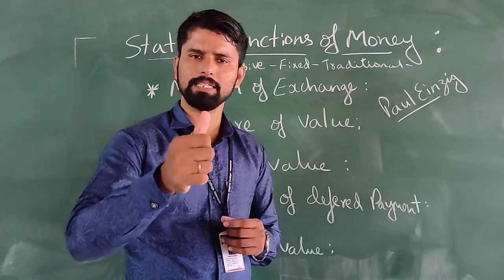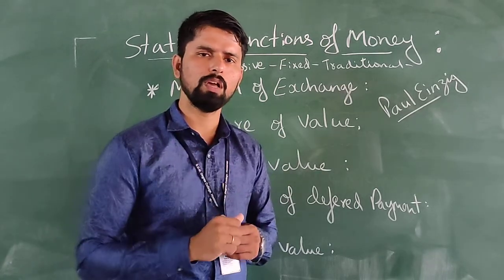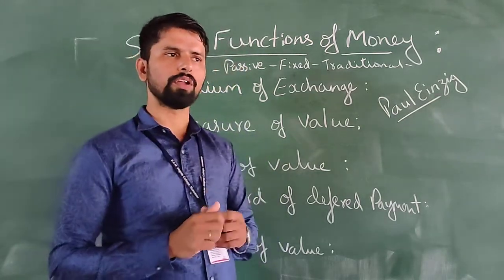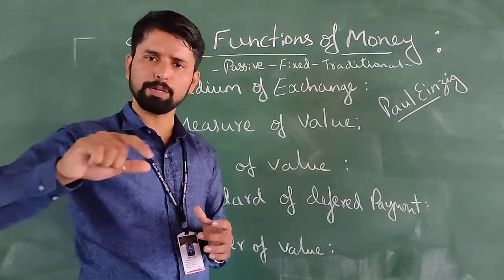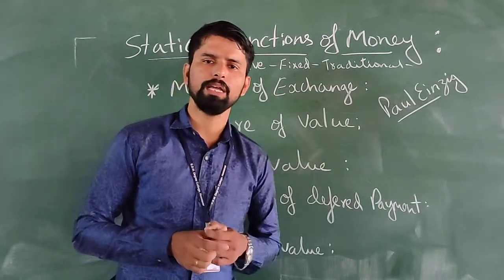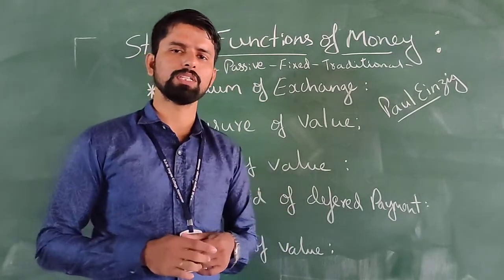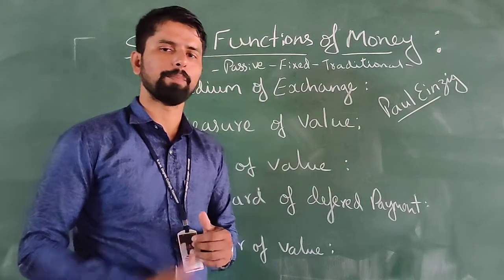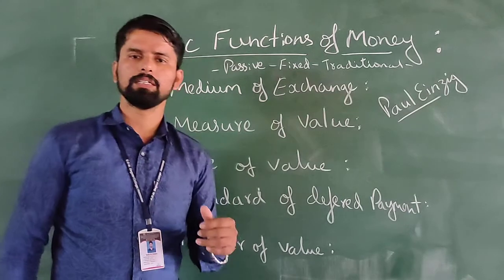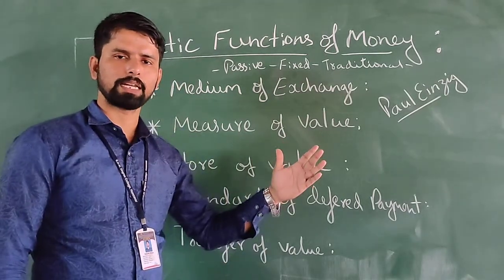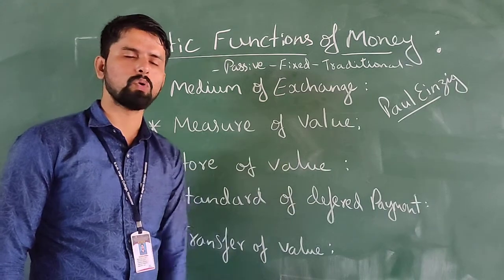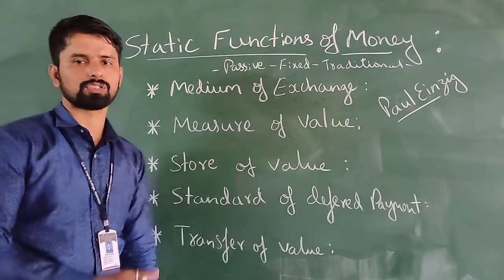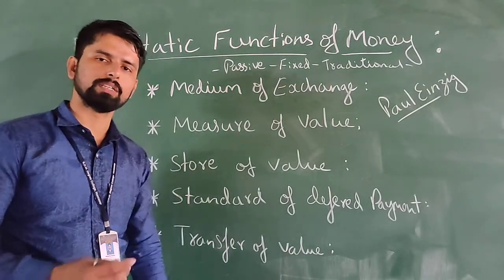Because we know that money is the object, money is the thing, money is the record which is in general use or generally accepted by all the people for the payment of goods and services as well as repayment of the debt. That's why we classified all the roles or functions of the money as static functions and the dynamic functions. In the next topic, we will discuss the dynamic functions.